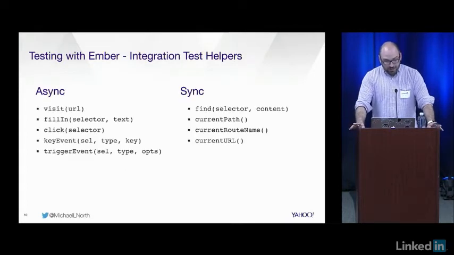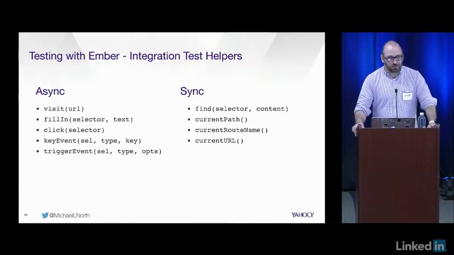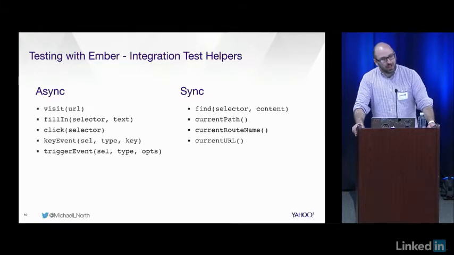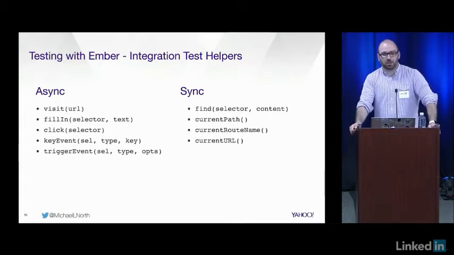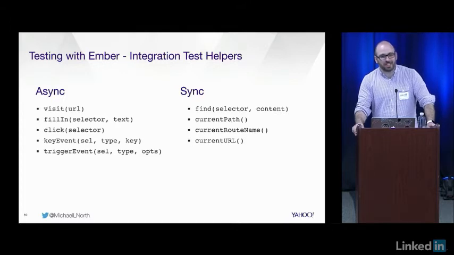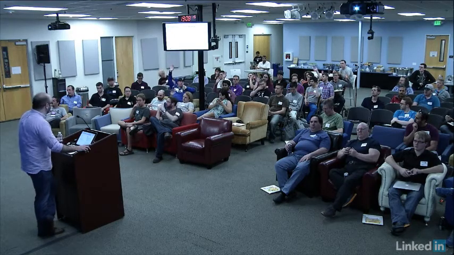All right, so moving on to integration tests, we've got two groups of helpers. We've got async helpers for what users do, and we've got sync helpers for what users see. Sync helpers, as you expect, return values, like current URL will return a string. Async helpers return promises. So raise your hand in this room if you use async helpers in your integration tests or in your functional tests.